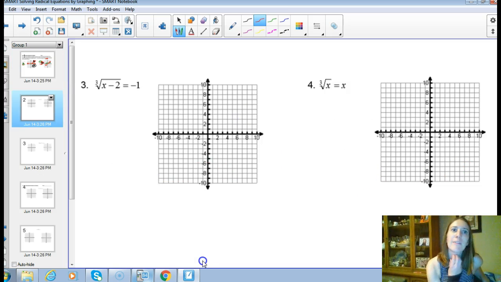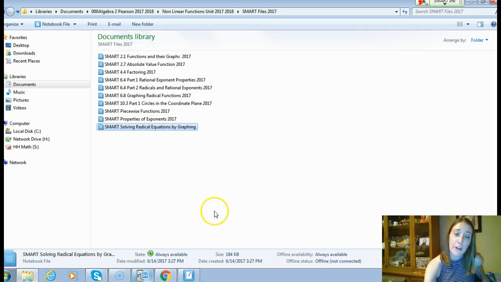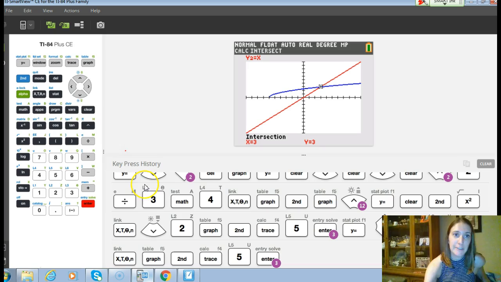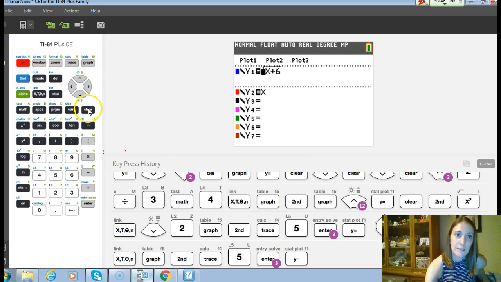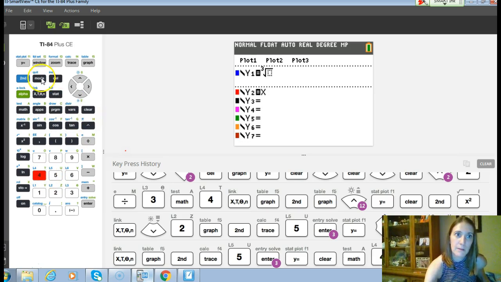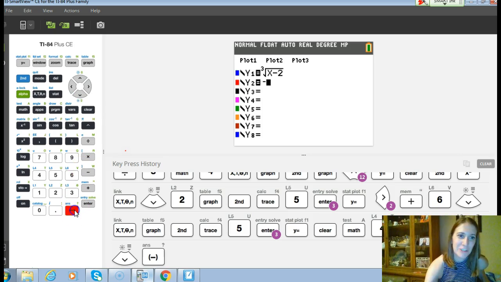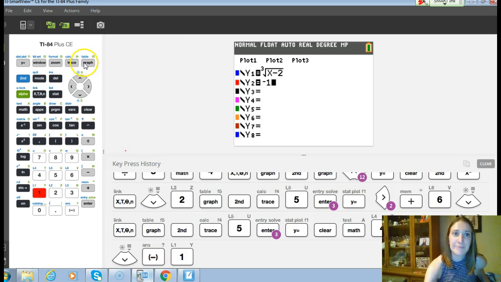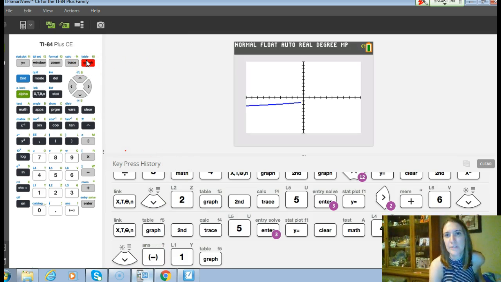All right, so here we have the cube root of x minus 2 equaling negative 1. Solving this via our calculator intersection. I already forgot what it was. Cube root of x minus 2 and negative 1. The cube root is in the math menu. I think it was minus 2; I'll have to double check though. And then negative 1. Make sure you use the negative symbol. If you use a subtraction sign, it'll yell at you, say it was an error. Okay, so there's the cube root.